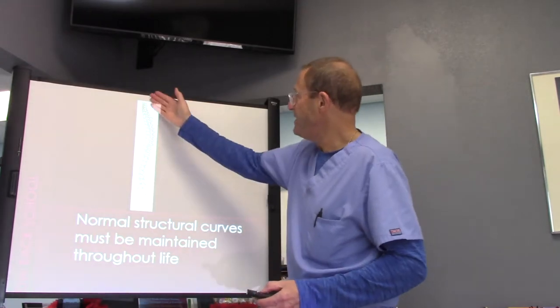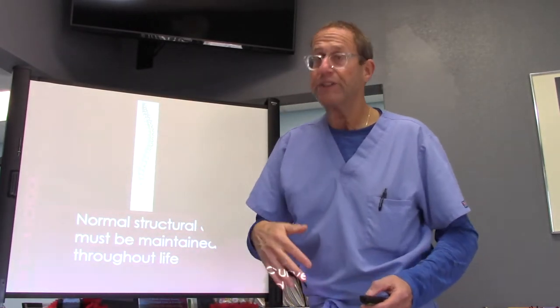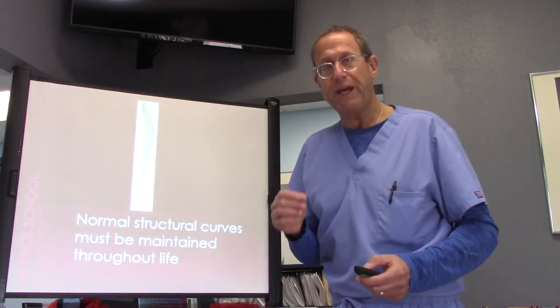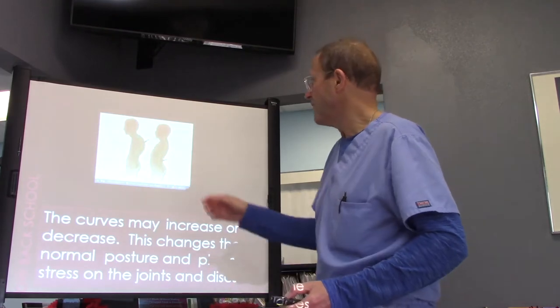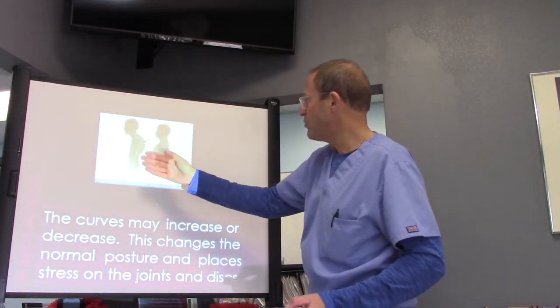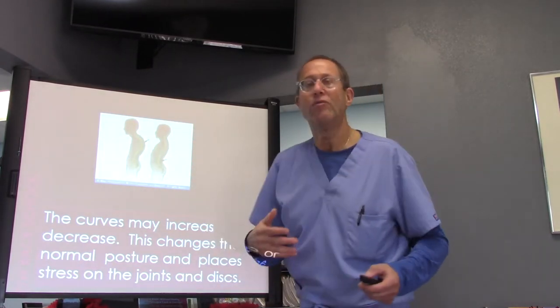So if the neck curve increases or the mid back curve increases or decreases, that's going to put stress on the joints, on the discs, which are pads that separate the bones and so forth. And here's a good example of it: when you see a person walking around with increased curves versus decreased curves. So this changes the overall posture.